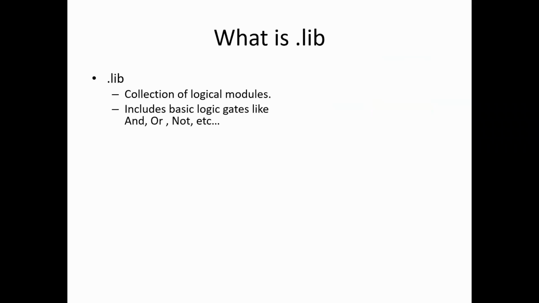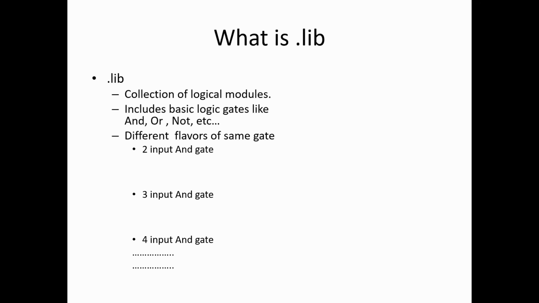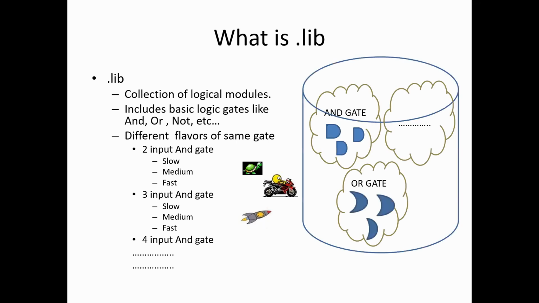So what is .lib? .lib is the collection of logical modules. It includes all the basic gates like AND, OR, NOT, etc. It's just a bucket of all the standard cells that's available to you. It may contain different flavors of the same gate. Like it may have a 2-input AND gate, 3-input AND gate, 4-input AND gate, a slow version of it, a medium version of it, and a fast version of it. We will see why we need them.